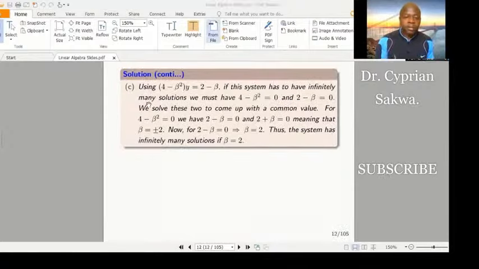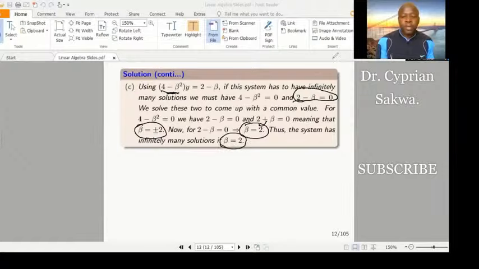So I say that using this last row here, if the system was to have infinitely many solutions, then this left side must be equal to zero, and the right side must also be equal to zero. So when we solve the left side, 4 minus beta square equals zero, we would have 2 minus beta equals zero and 2 plus beta equals zero, so beta would be equal to plus or minus 2. And when you solve the right side for beta, it means that beta will be equal to 2. So the left side has given us 2 values, and the right side has given us 1 value, but we choose the common value. So the common value is that beta should be equal to 2.